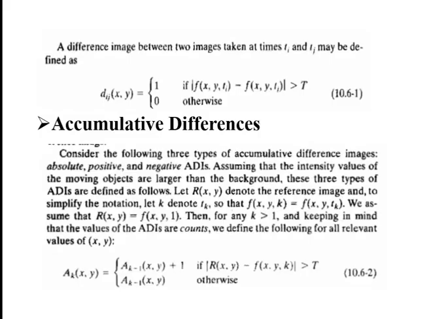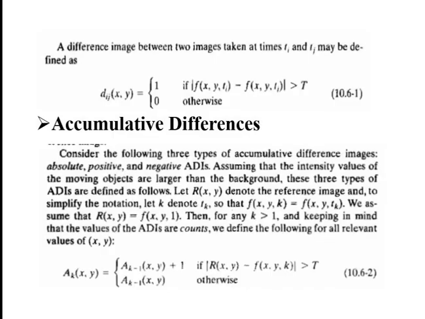A difference image between two images taken at times ti and tj may be defined as d_ij(x,y) equal to 1 if the magnitude of f(x,y,ti) minus f(x,y,tj) is greater than T, and 0 otherwise, where T is the specified threshold. Note that d_ij(x,y) has a value of 1 at a spatial coordinate x,y only if the intensity difference between the two images is appreciably different at those coordinates, as determined by the specified threshold T.